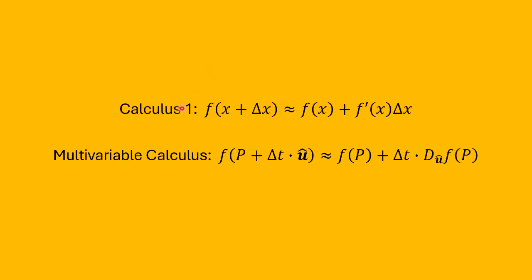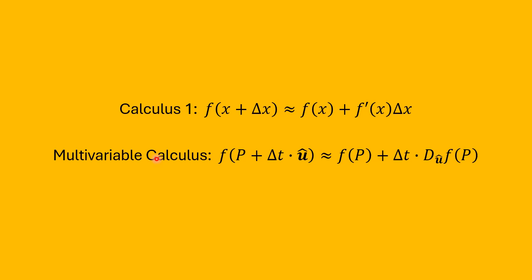In Calculus 1, we saw a formula: f of x plus delta x is approximately equal to f of x plus f prime of x times delta x. We had this term, which you could consider a correction term to calculating f when you change the x value by just a small bit.